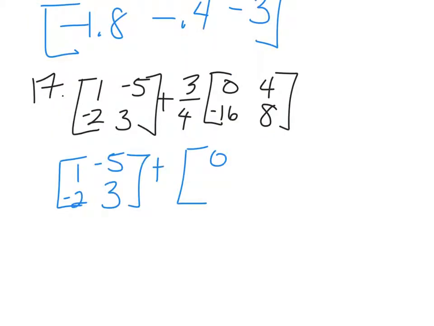3/4 of 0 is 0. Good job. 3/4 of 4 would be 3, right? Then it's negative 12. Yeah, negative 12. On this one, you really should write out this part anyway, right?